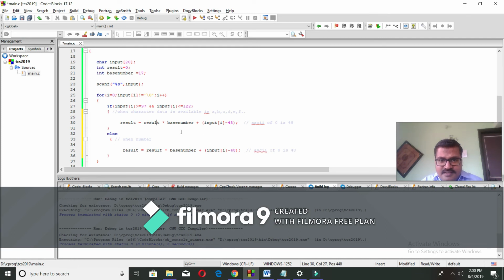Now how to convert this? What is the ASCII value of A? You can write minus the ASCII value of A here, or the ASCII value of small a is 97. I'm considering only small letters here. So input i minus 97. If A is there, it becomes 0, since both are 97. But what I want, whenever A is there, is plus 10, so A itself indicates a 10 value. If B is there, B minus 97 will be 1, 10 plus 1 is 11, so B value is 11. So this will continue.